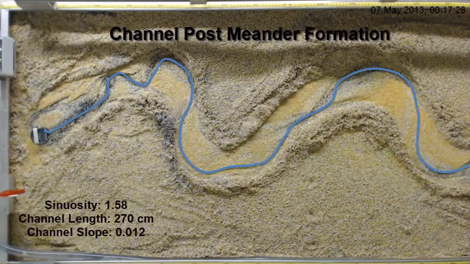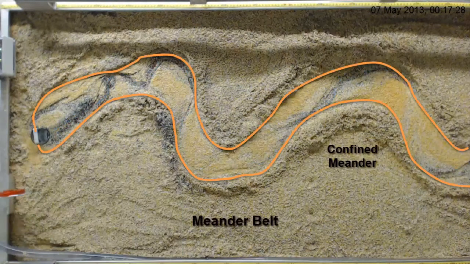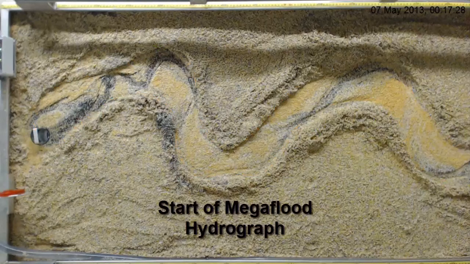The original meandering channel formed within a meander belt with natural levees on each side. Because of the width of the belt, the channel was very confined. The channel also illustrated great examples of cut banks and point bars.